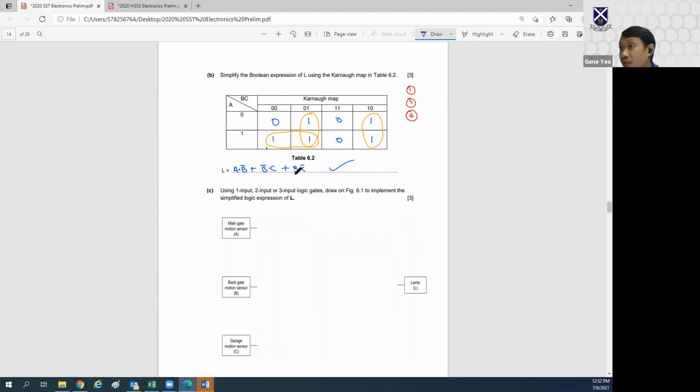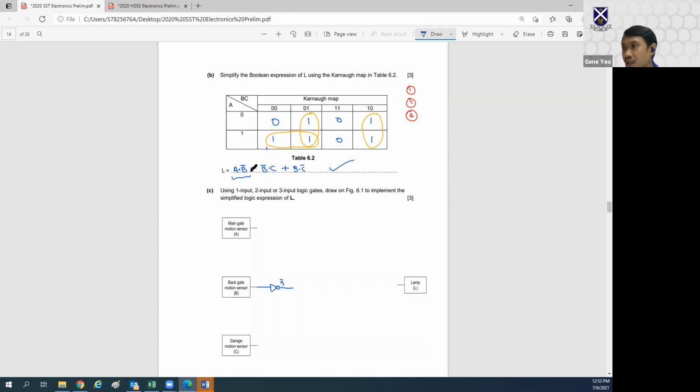So they need us to draw the circuit diagram using this Boolean expression. Same thing, let's do this one group at a time. Let's settle this group, A and B complement. So this is A and this is B. What I'm going to do is have a NOT gate here, because this is going to give me my B complement.